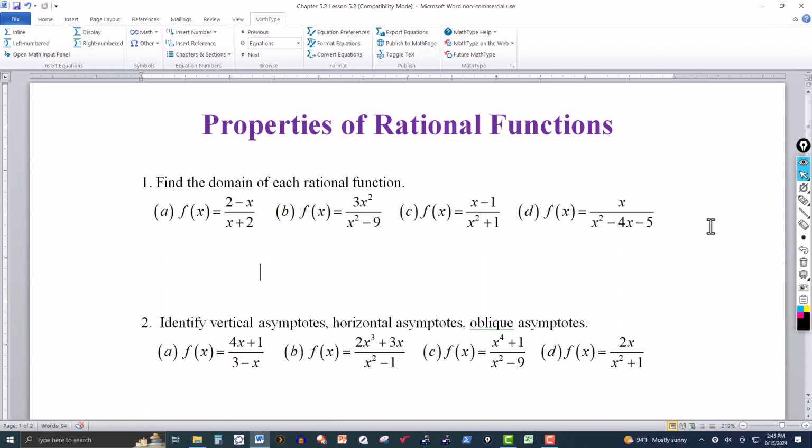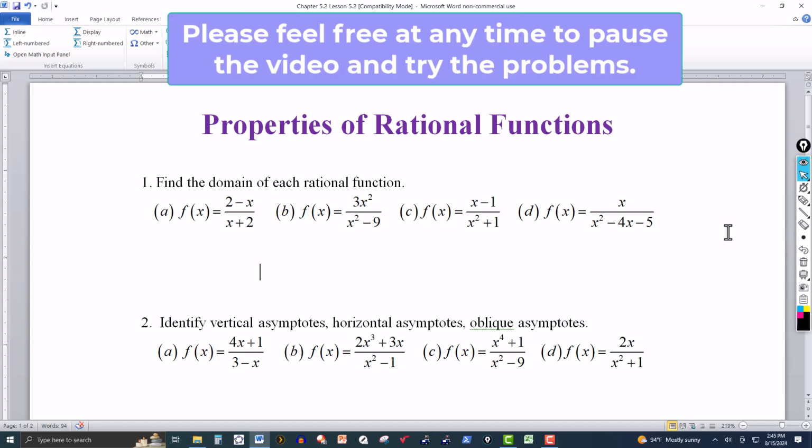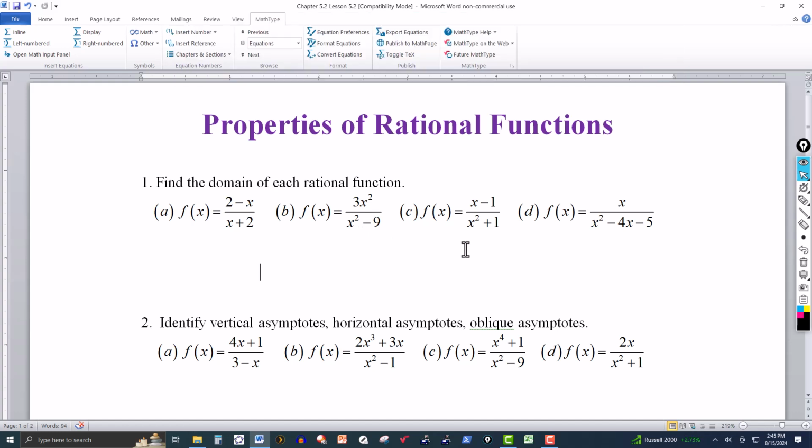In this video, we're going to focus on properties of rational functions. Now, a rational function is simply a polynomial divided by a polynomial. As you can see here, we have (2 - x)/(x + 2), 3x²/(x² - 9). It could be one very basic, 1/x, for example, would be considered a rational function. And in the first one here, we want to find the domain of each rational function.